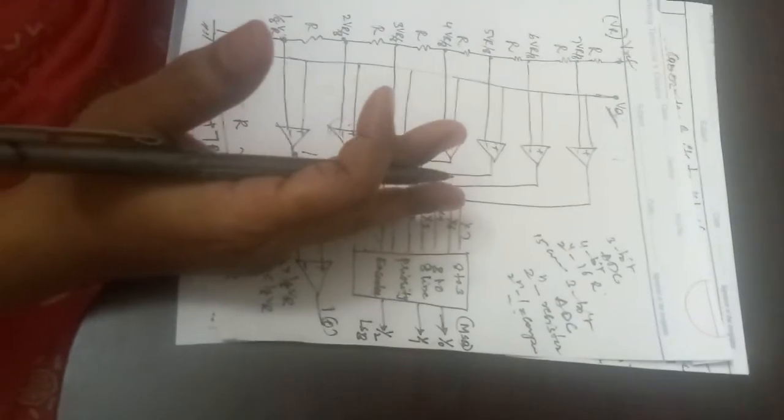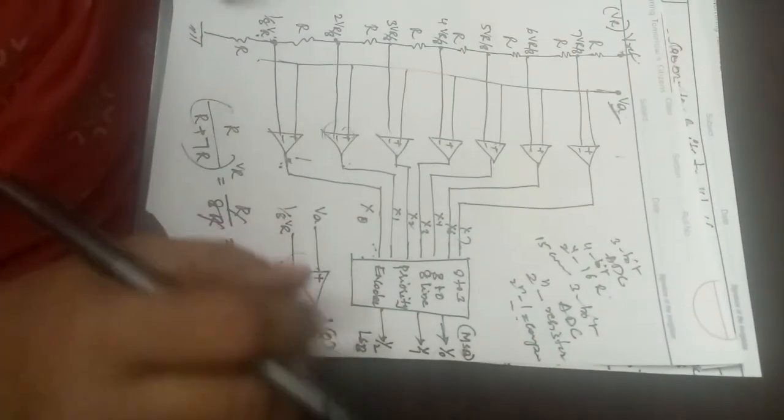So as the number of bits increases, the number of operational amplifiers and resistors is going to increase. This is going to increase the complexity of this circuit.